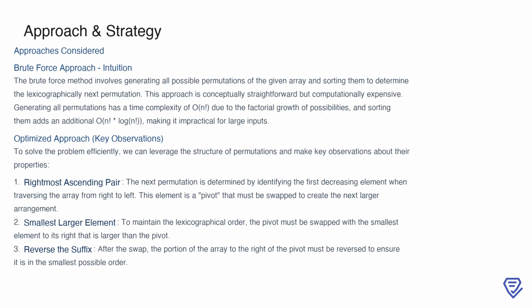To address this, we can adopt a more efficient strategy by identifying key properties of permutations. First, we observe that the next permutation is determined by the first decreasing element when traversing the array from right to left. This is called the pivot. To achieve the next lexicographical order, this pivot must be swapped with the smallest element to its right that is larger than it. Finally, to complete the arrangement, the suffix of the array after the pivot is reversed to ensure it is in the smallest possible order. These observations form the foundation of our optimized approach.